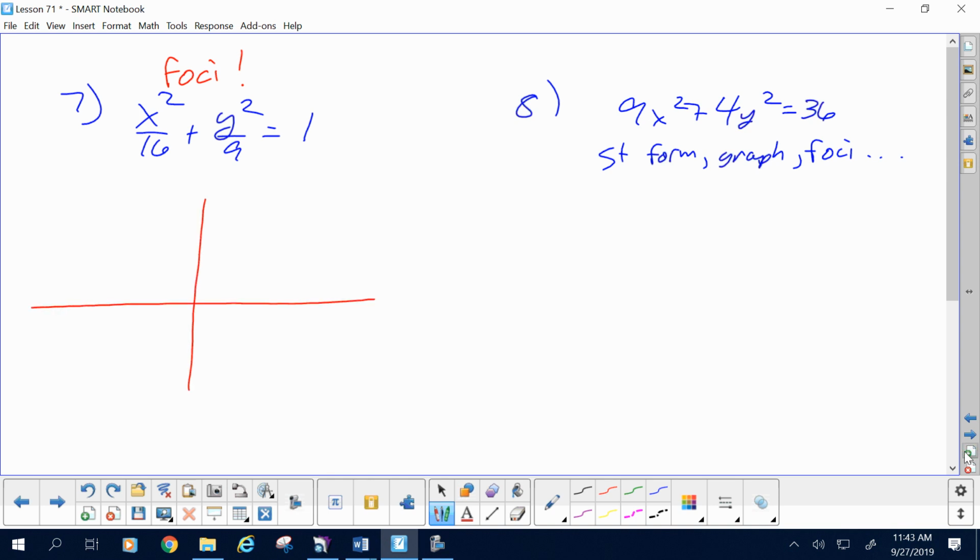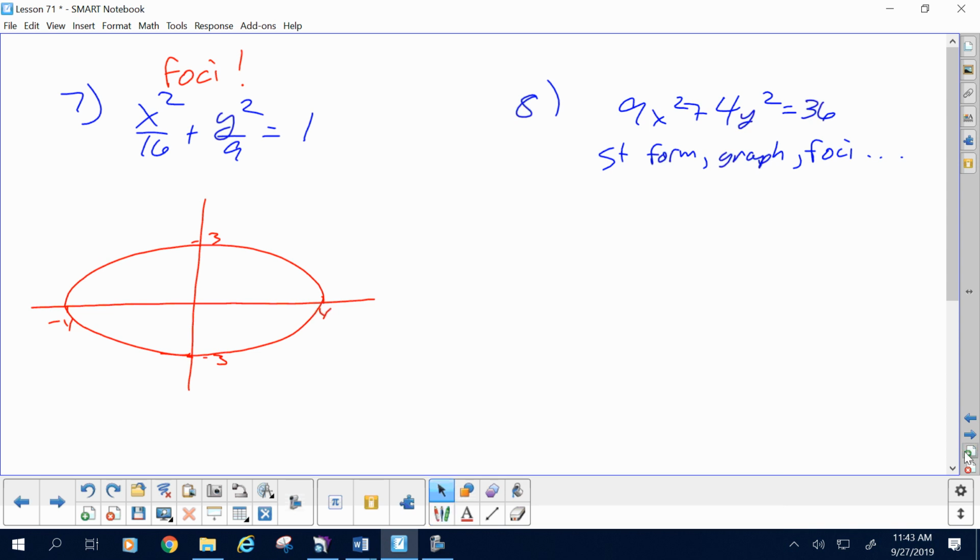Okay. So just tell me, where do I go? Side to side? How much do I go? 4. And up and down, how far do I go? 3. Is graphing ellipses the easiest thing ever, or what? Okay. When I put the foci on an axis, do I put them on the x-axis always, or the y-axis always? No. In this case, where do I put them and why?